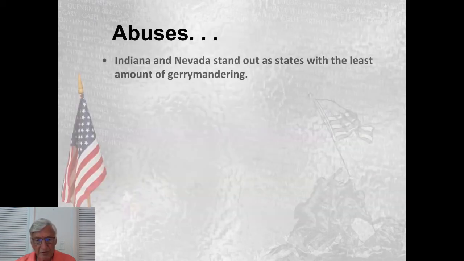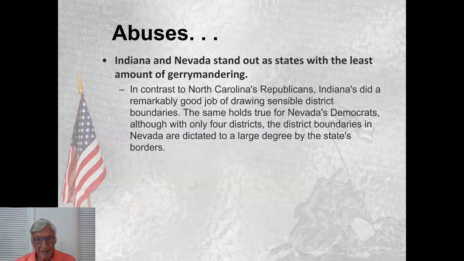Indiana and Nevada get a pat on the back as the states with the least amount of gerrymandering. In contrast to North Carolina Republicans, Indiana did a remarkably good job of drawing sensible district boundaries, and that was true in Nevada, where there are only 4 districts.